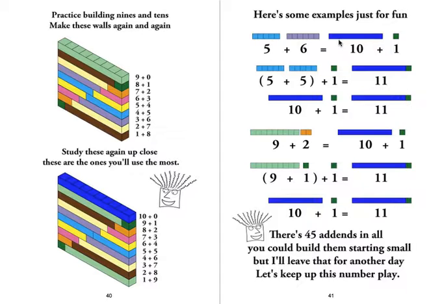5 plus 6 is 10 plus 1. 5 plus 5 plus 1 is 11. 10 plus 1 is 11. 9 plus 2 is 11. And that's the same thing as 9 plus 1 and 1.